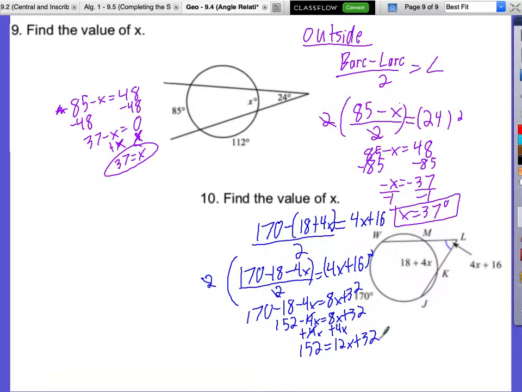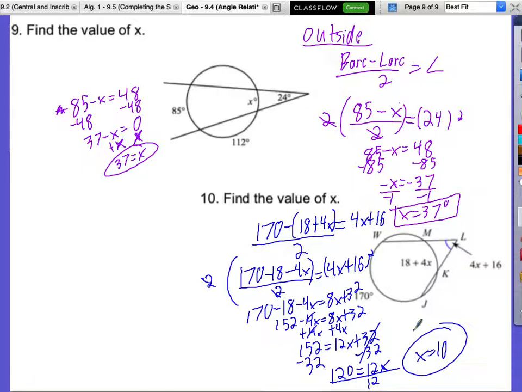What do we do from here, Riley? You subtract 32 from both sides. And we get 120 is equal to 12x, and then Kaylee Clark, what do we do? Divide each side by 12, you get 10. And we get x equals 10. Now, could we plug it back in to find this angle if we needed? Sure, do we need to? No. Questions on that?